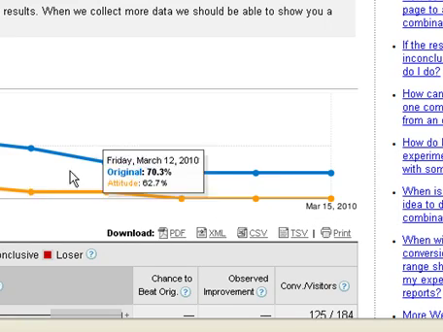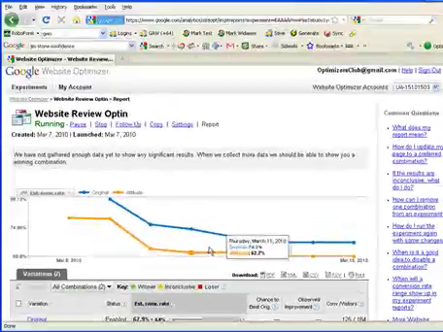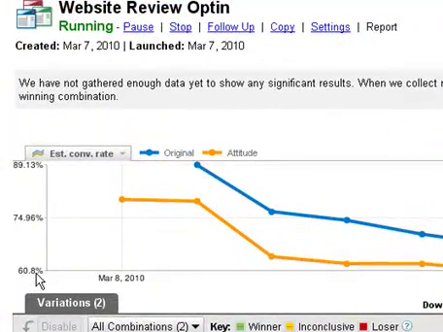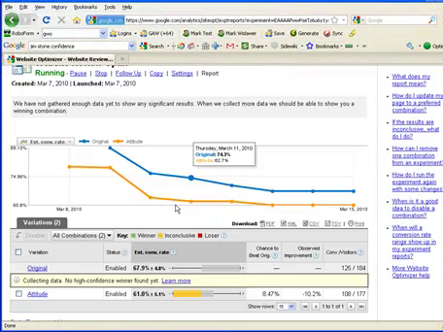Let me point one other thing out. This is not the zero line down here. Does not mean a zero conversion rate. If you look over here, it's 60.8%, and this top line is 89.3%. So don't let the graph mislead you.